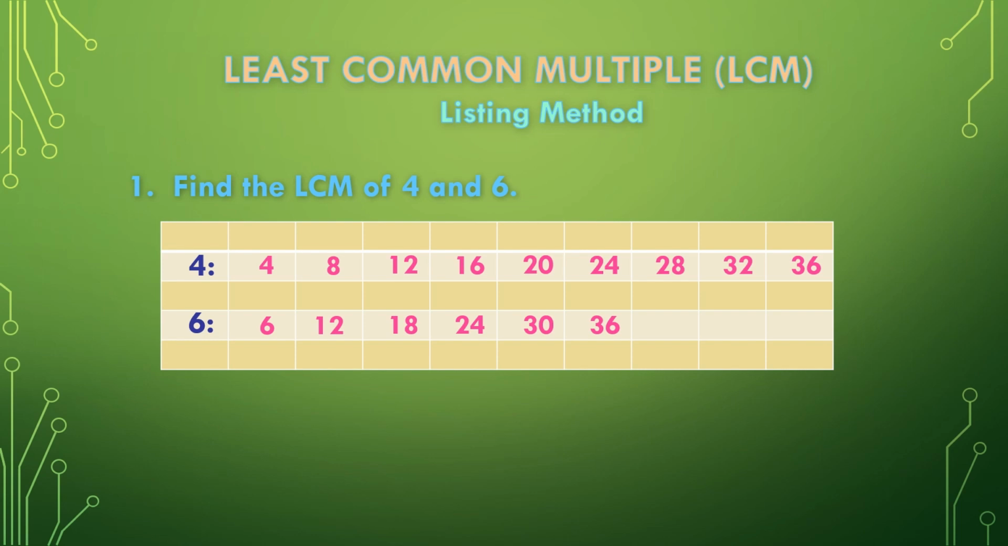Let's now look for multiples that are common to 4 and 6. We have 12. We also have 24, and we have 36. We have found 3 common multiples, 12, 24, and 36. But remember, we are looking for the least common multiple. So the LCM should be 12, because 12 is the lowest of the 3.